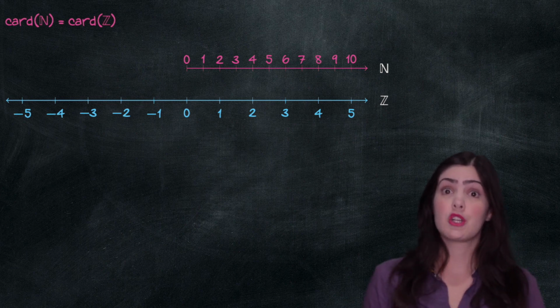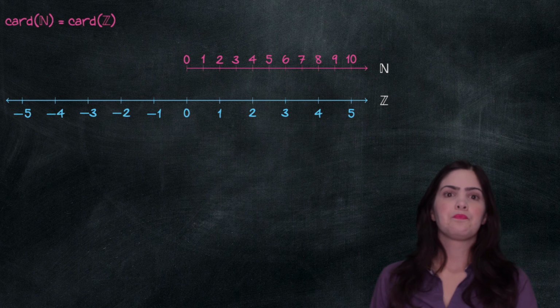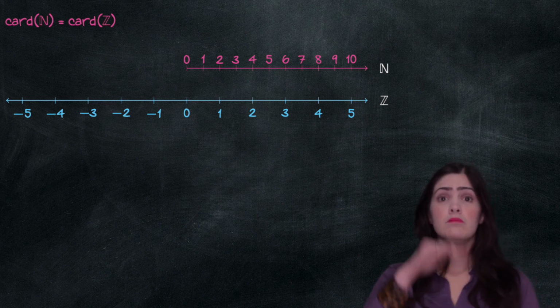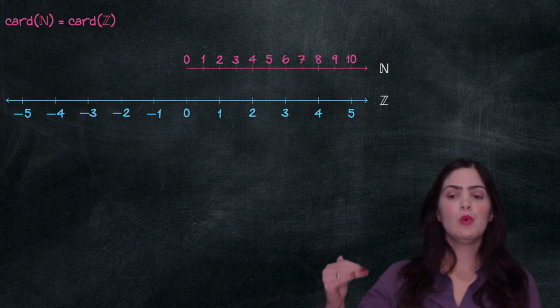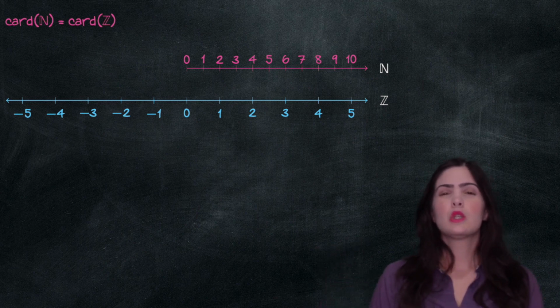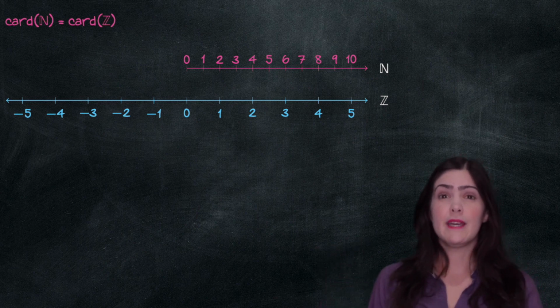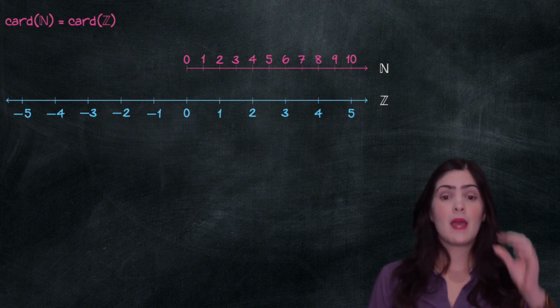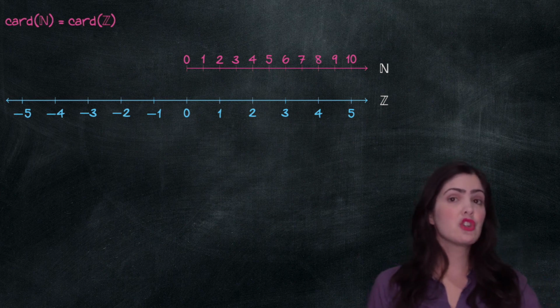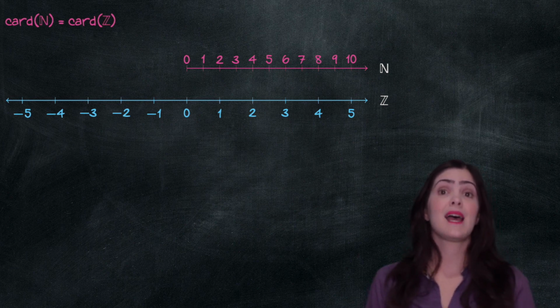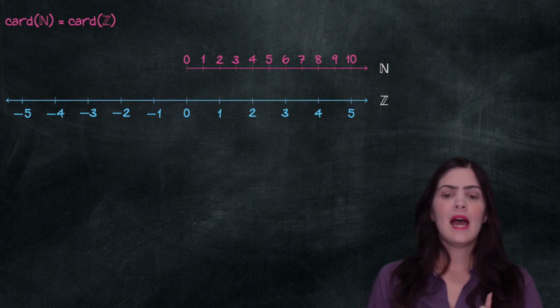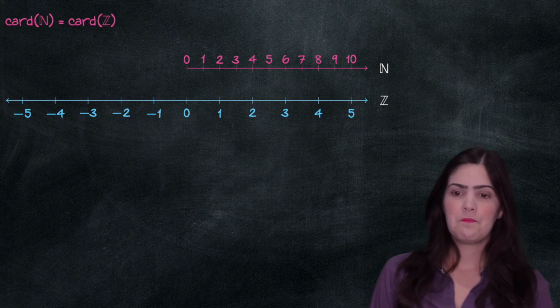So, according to our definition, the cardinality of the set of natural numbers is equal to the cardinality of the set of integers. And here I've drawn at the top in pink the natural numbers, in blue the integers. So if I manage to define a bijective function from the naturals to the integers, then I will have proven that the two sets have the same cardinality. And here is how I'm going to do it.